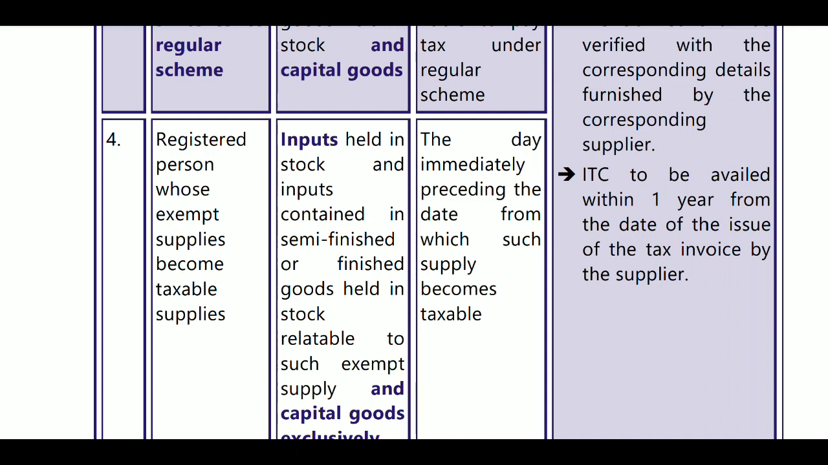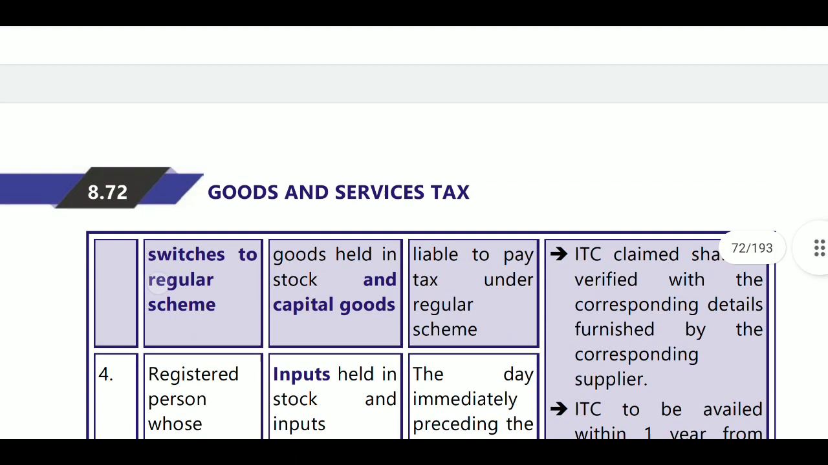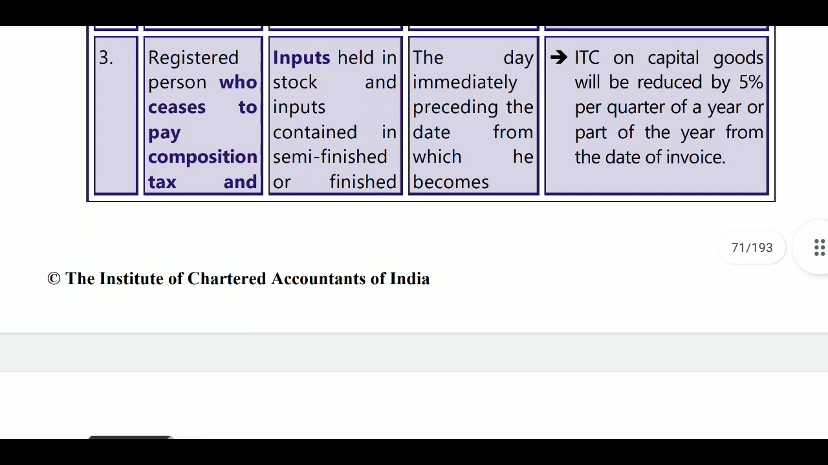Exempted supplies becoming taxable supplies. At first, when he takes the registration, the goods are exempted. After 6 months the goods become taxable, and the person has some stock of inputs, finished goods and capital goods. On that input stock, finished goods and capital goods, the person will be eligible for taking the credit. So he must satisfy these conditions. What are they? ITC on capital goods will be reduced by 5% per quarter of a year or part thereof.